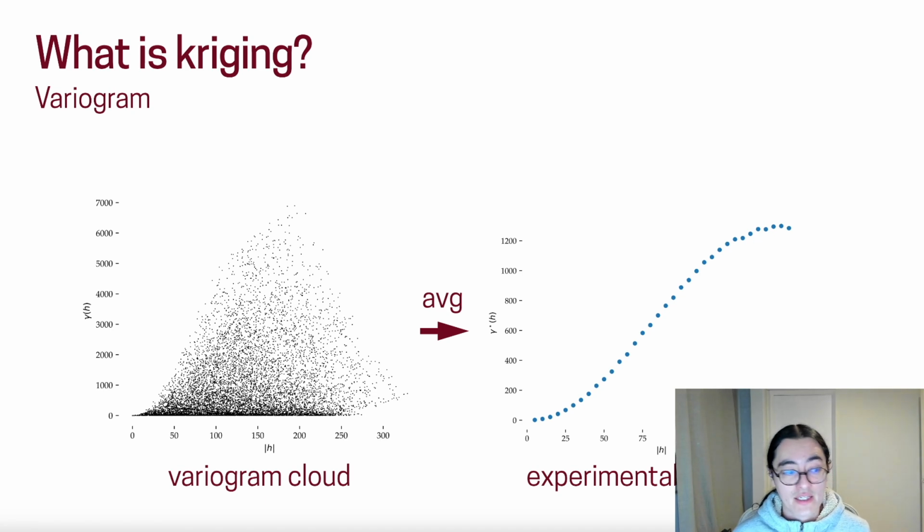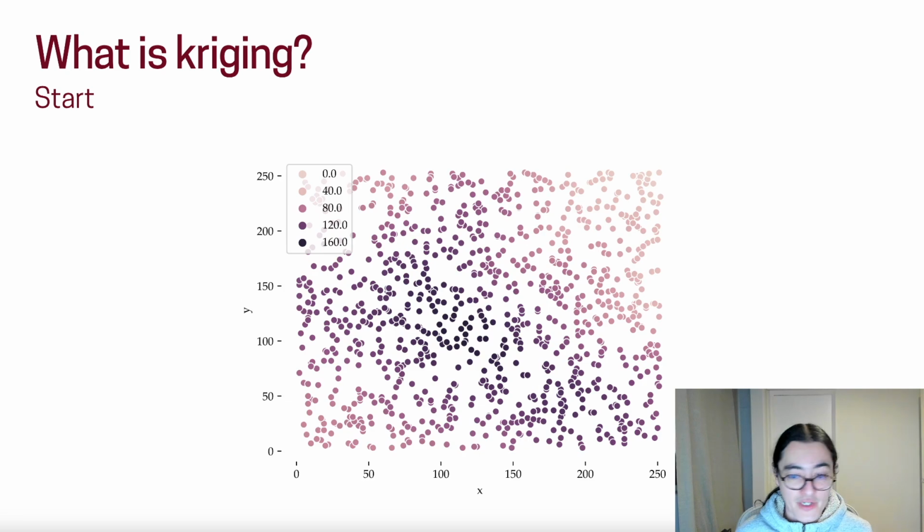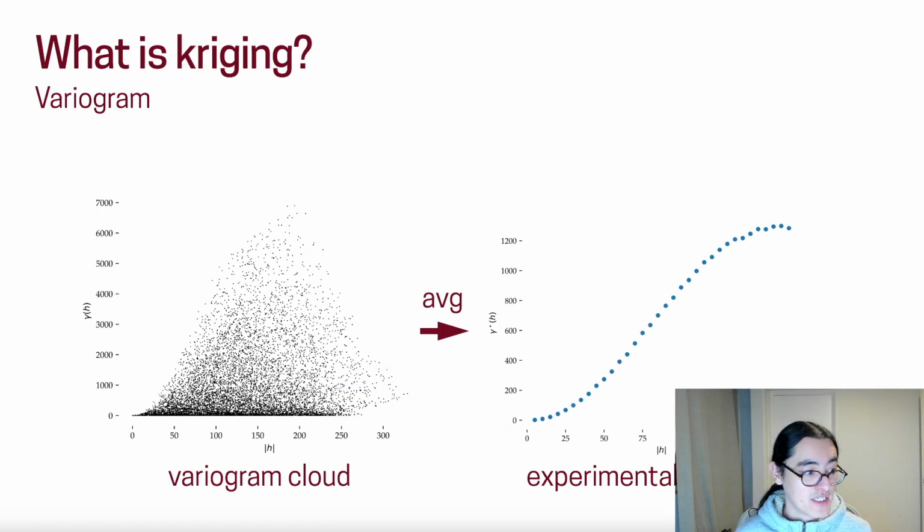If you take any of the points in the original dataset, you will notice that for every pair of points, let's say these two points, there's a certain distance between them, and there's a difference in elevation between them. So if you plot these two values using the x-axis for the distance and the y-axis for the difference in elevation, for every single possible pair of points, or for a representative subset, you end up with what is shown here on the left, which is called the variogram cloud.